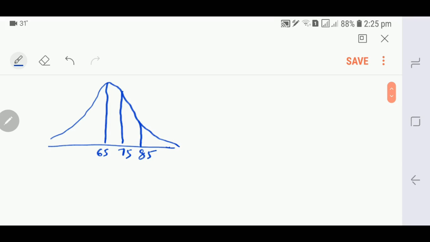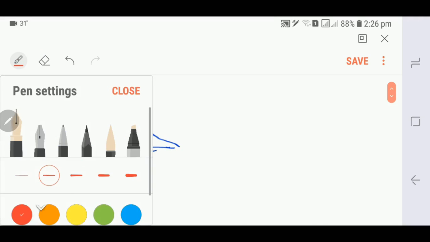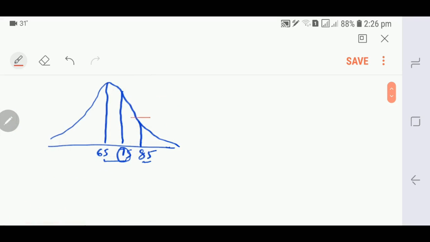So let's think of it in this way. 80 marks is how many standard deviations away from the mean? One standard deviation is 10 marks, so this is 10 marks away. And if you go up to 2 standard deviations, you reach the 85 mark point, and 80 marks would be somewhere in between here. So let me just change the color and indicate that to you. So 80 marks would be somewhere here.